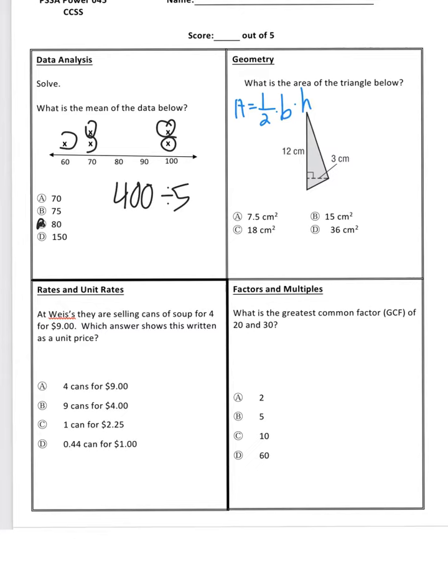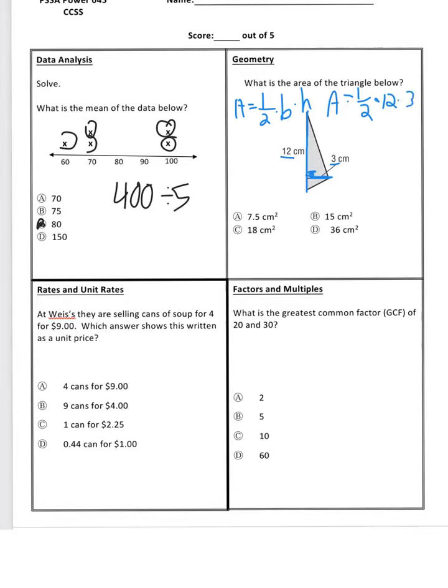Now, when we substitute our numbers in, it's going to be half times the base and the height. The base and height always form a right angle. So if you look here, this side forms a right angle with this side, because you can see this little right angle square right there. So the base is 12 and the height is 3. So it's half times 12 times 3.